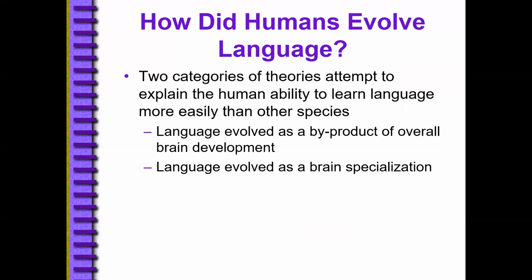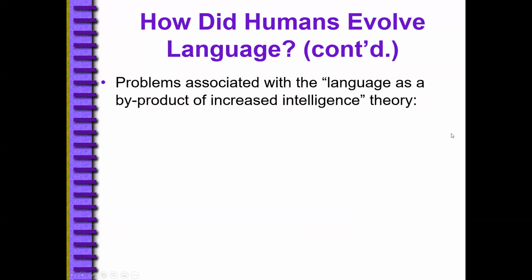Another main category of theories is that language evolved as a brain specialization. Whereas the first one thinks the brain evolved language by accident, this one says no, it was intended, it was deliberate. There's specialization in the brain so that you're predisposed to develop language. We'll talk more about both of them. Let's start with the byproduct category.